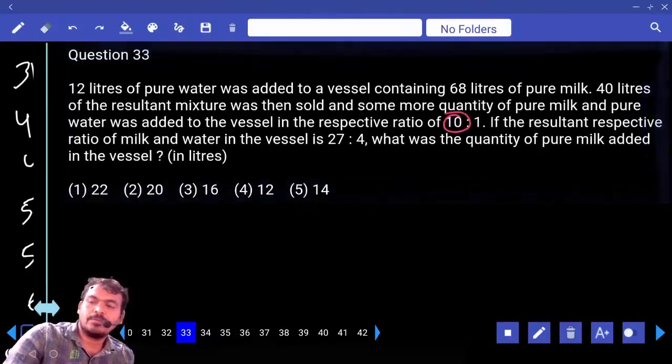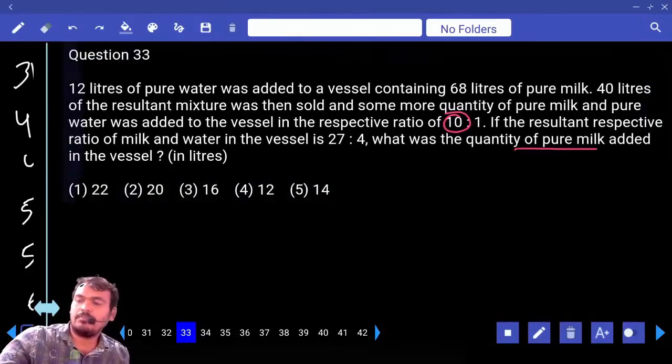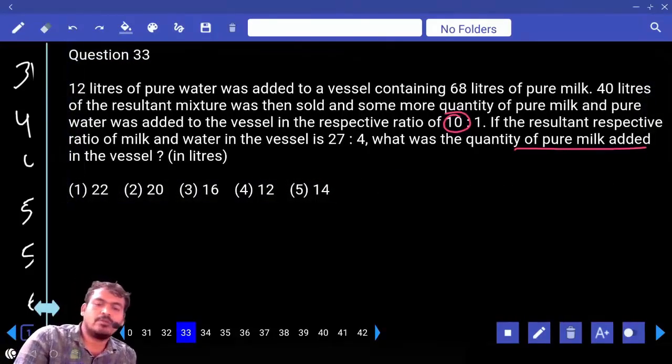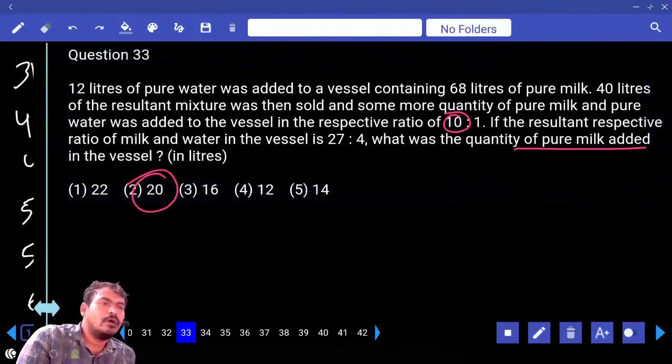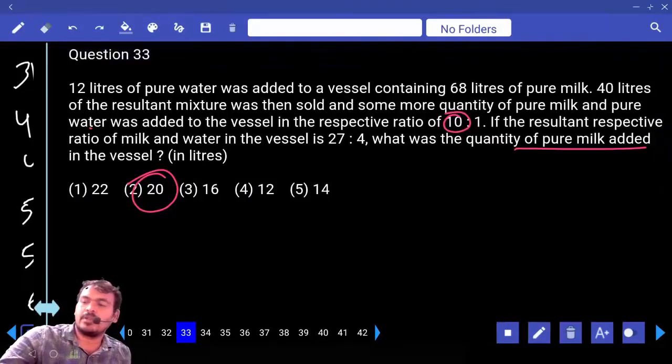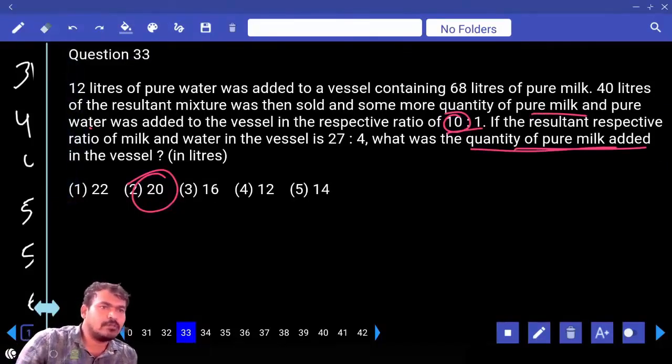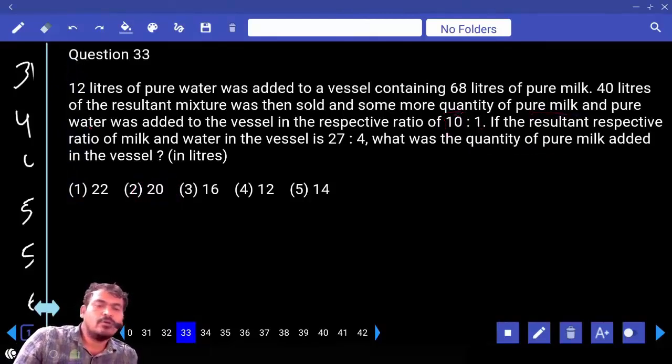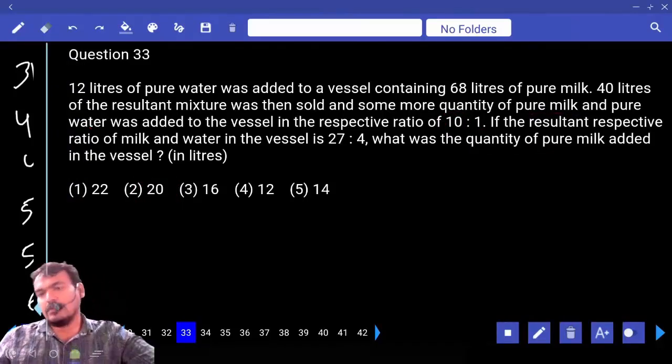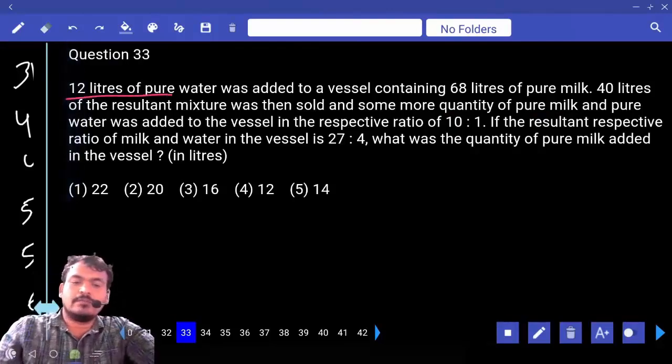Milk is added is how many parts? 10 parts. We required milk adding value or not? Means how many options are 10 multiples? Only one or not? We required adding milk or subtract milk? Adding milk. Adding milk is how many parts? 10 parts. How many parts we required? 10 parts or not? How many options are 10 multiples? Only one. Okay.